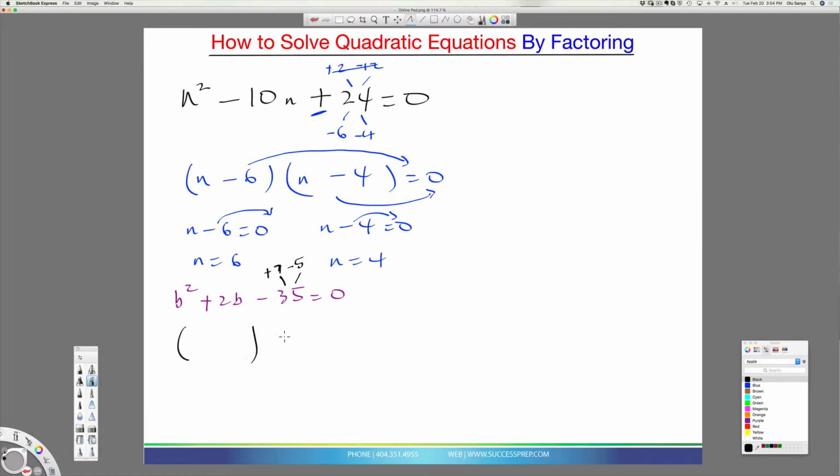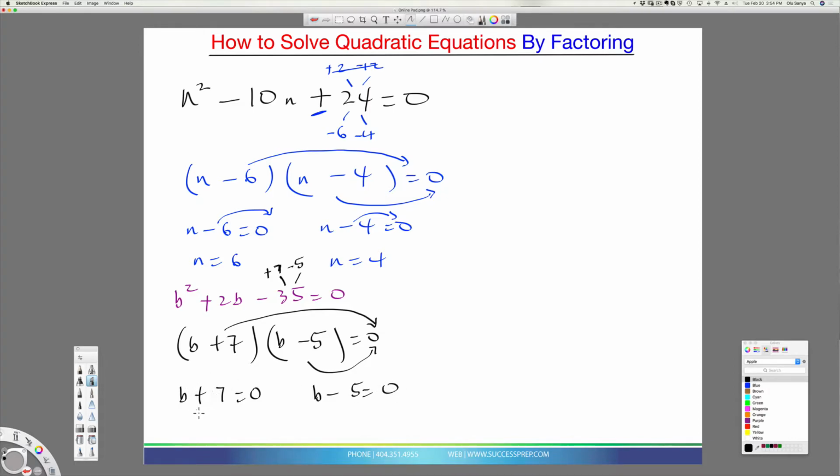So let's jump right into this one. b squared tells me to write b and b there, all of it equal to 0. Since this is plus 7, I put that there. This is minus 5, I put that there. So in this case, to finish this out, you make that equal to 0, you make that equal to 0. So it's going to be b plus 7 equal to 0 and b minus 5 equal to 0.